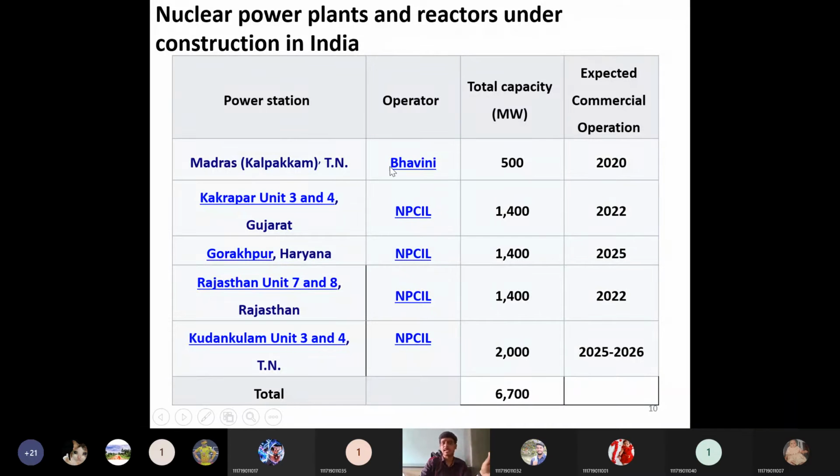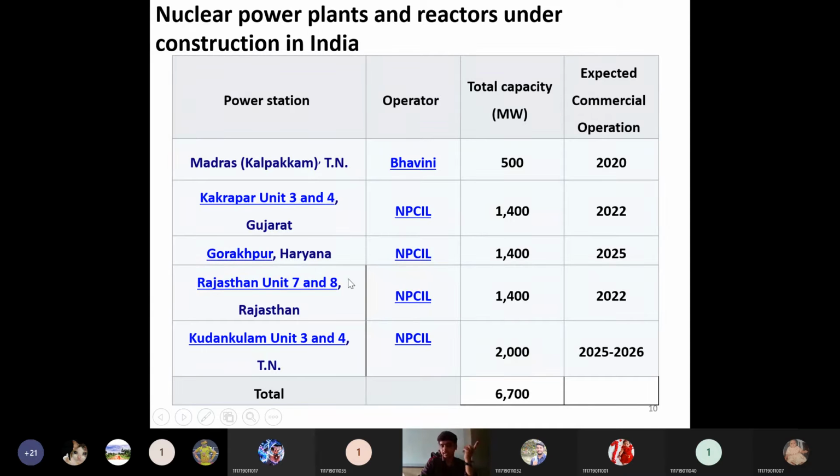Then Kakrapar Unit 3 and Unit 4. Further extension of that Gujarat power plant is happening, which may be expected by 2022, with a capacity of 1,400 megawatts, operated by NPCIL, Nuclear Power Corporation of India Limited. Then Gorakhpur, which is in Haryana, where this plant is also operated by NPCIL, which will be constructed and erected and will be operational by 2025 with an installed capacity of 1,400 megawatts.